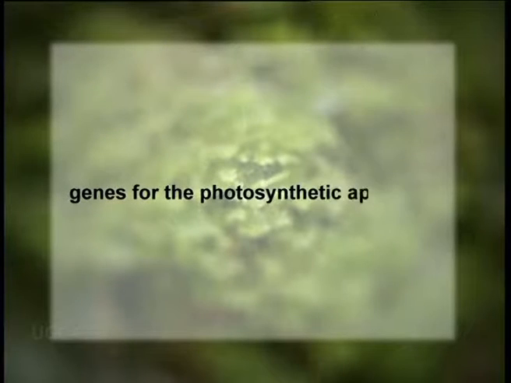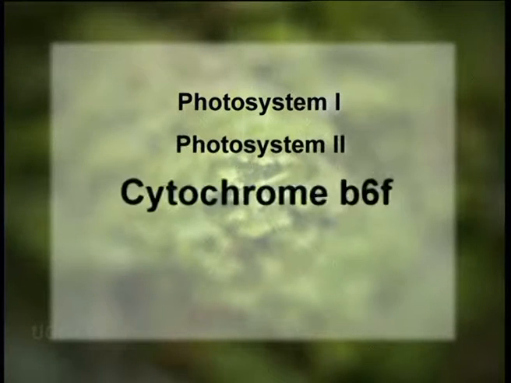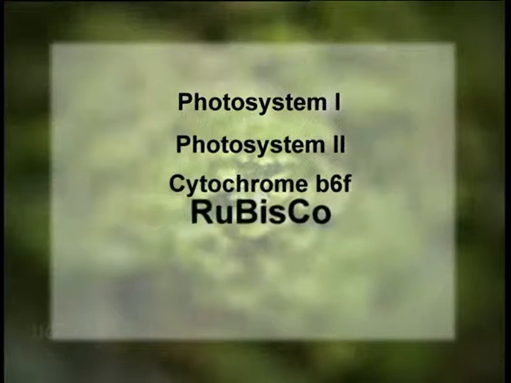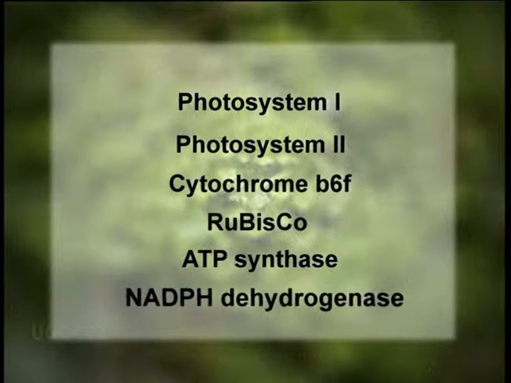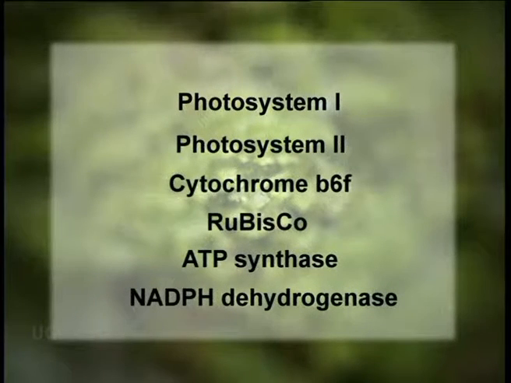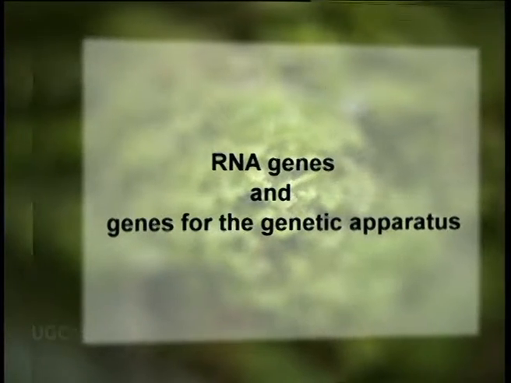The genes found in chloroplast DNAs are generally conserved with respect to content and order, especially within a particular group of organisms. These can be divided into 3 broad categories. The first category comprises genes for the photosynthetic apparatus. This category includes photosystem 1, photosystem 2, cytochrome b6f, Rubisco, then ATP synthase, and NADPH dehydrogenase genes. The second category comprises RNA genes and genes for the genetic apparatus.